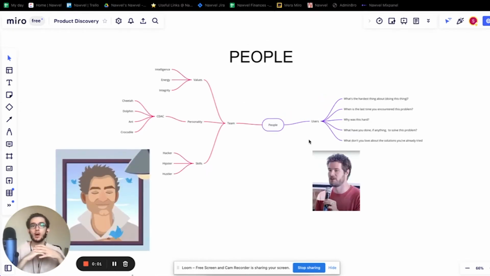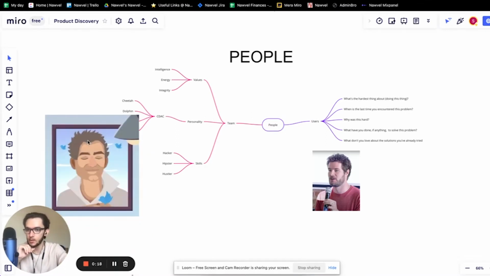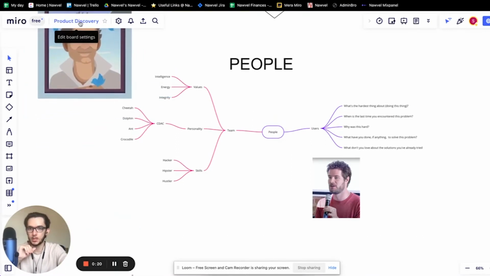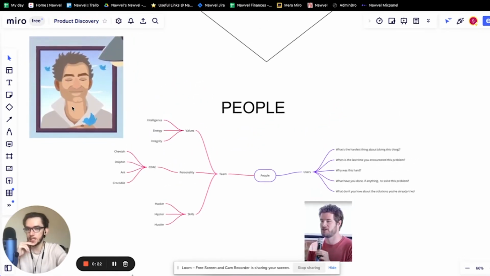Next, I want to talk about people. If you remember, there are two most important kinds of people that you need to care about: your team and your users. So when I look at my team, in terms of values, I really found this amazing checklist by Naval Ravikant, which is intelligence, energy, and integrity.